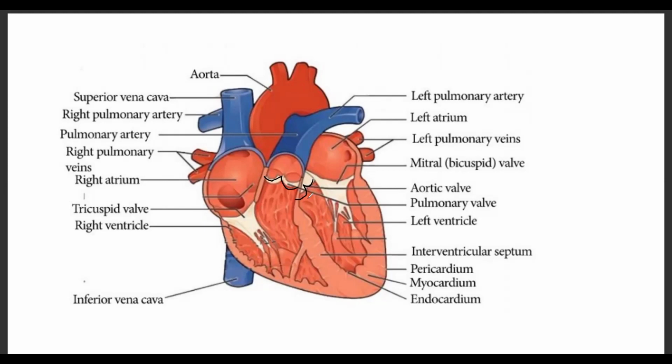Pulmonary veins, 2 from the right lung and 2 from the left lung, altogether 4 veins, right? They bring oxygen rich blood back to the left atrium. Then the aorta with oxygen rich blood leaves the upper part of the left ventricle.